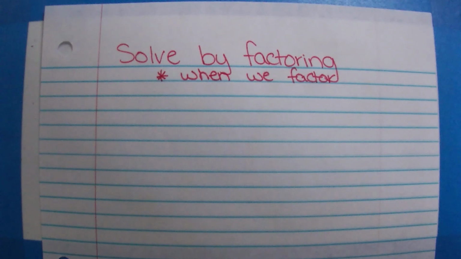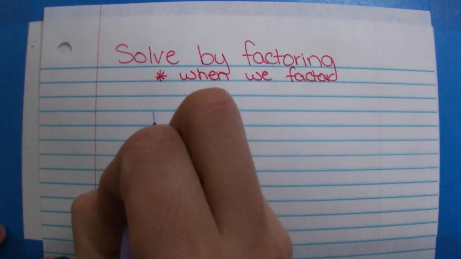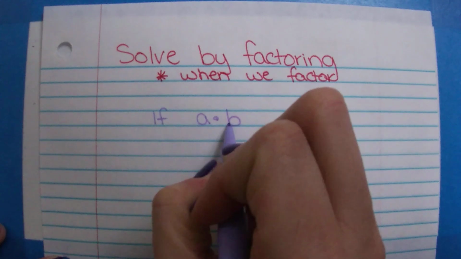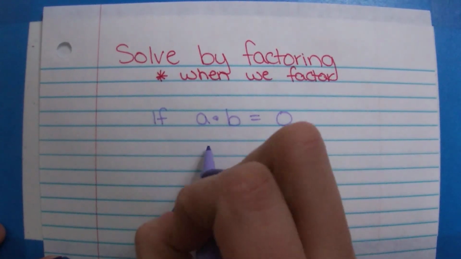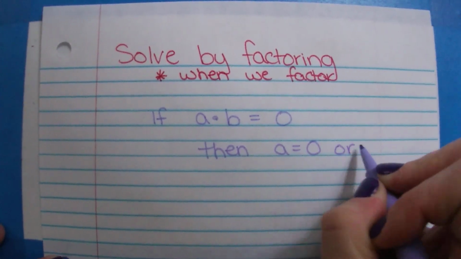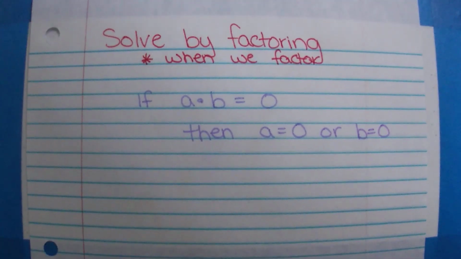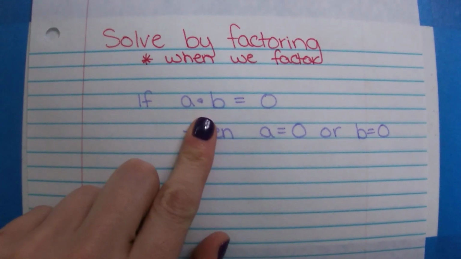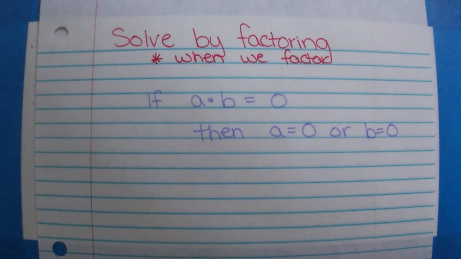Okay, so this is all based on one rule. And this one rule says that if A times B equals 0, then A has to equal 0 or B has to equal 0. Okay, you might kind of be like, okay, Mrs. McKinney, that seems kind of fancy. All this is really saying is that if we have two numbers multiplied together and they equal 0, then one of them has to be 0, right? 0 times anything is 0.